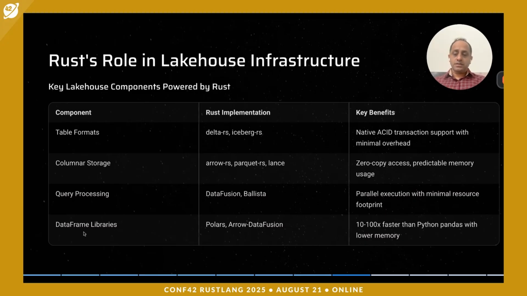And last is data frame libraries. Polars and Arrow DataFusion is 10 to 100x faster, based on some of the recent benchmarks, than Python pandas, with less memory. So these are some of the powerful results that Rust has shown in benchmarking, which is going to radically change how the modern lakehouse architecture and infrastructures are built.